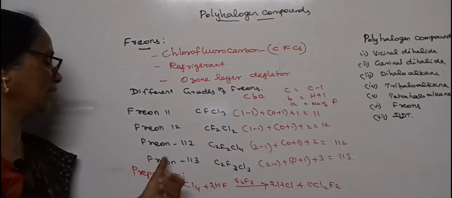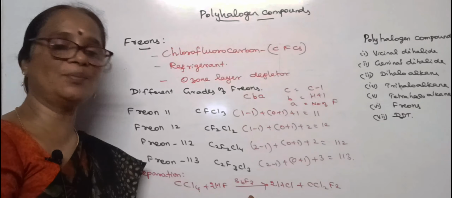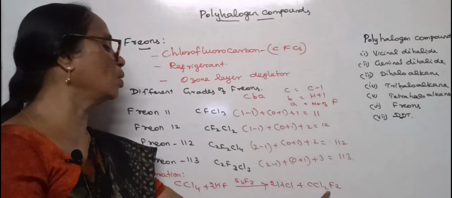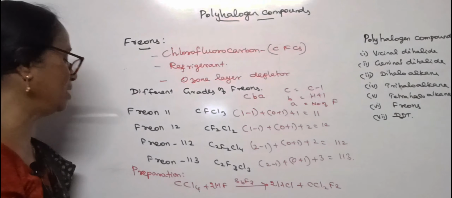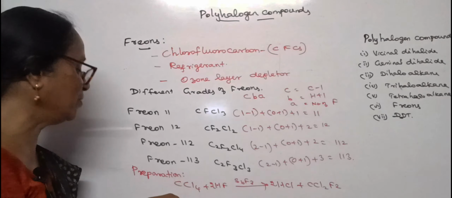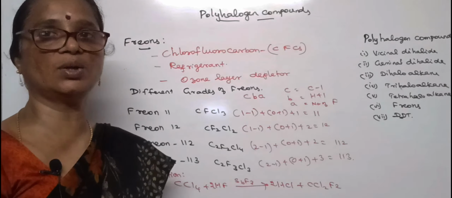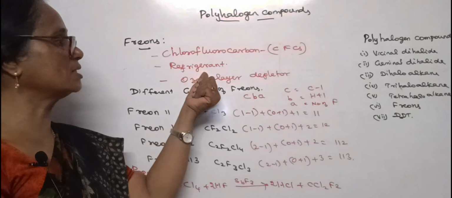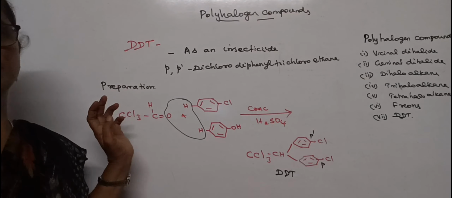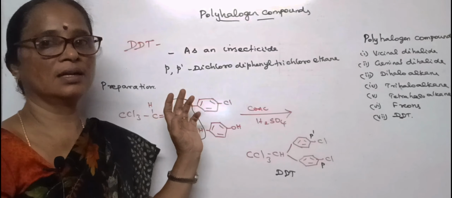How is it prepared? It is prepared from carbon tetrachloride. When it is treated with hydrogen fluoride in presence of antimony trifluoride, that makes hydrogen chloride and CCl2F2. That means 2 hydrogens eliminate 2 chlorines from the carbon tetrachloride, and hence you are getting HCl and CCl2F2. Moreover, it is used as a refrigerant as well as an aerosol propellant. DDT is used as an insecticide.